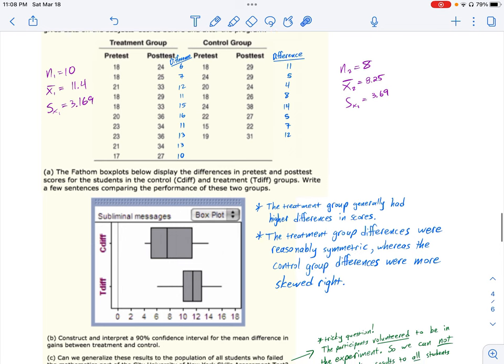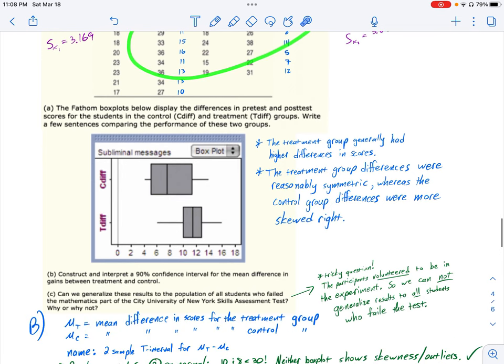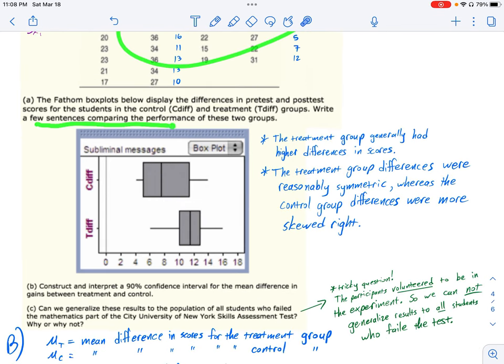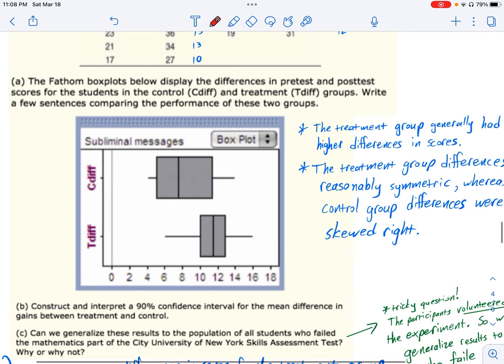Let me come back to this. Part A says, write a few sentences comparing these 2 groups. They give you the box plot. C, by the way, is for the control group. T is for the treatment group.